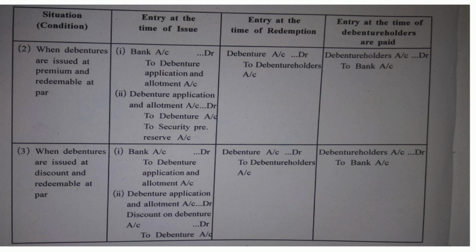When debentures are issued at premium and redeemable at par, journal entries for its issue and redemption are given. Next is when debentures are issued at discount and redeemable at par. You know this very well. Issued at discount. A debenture of ₹100 issued at ₹96. Issued at discount. Will be redeemable at par.